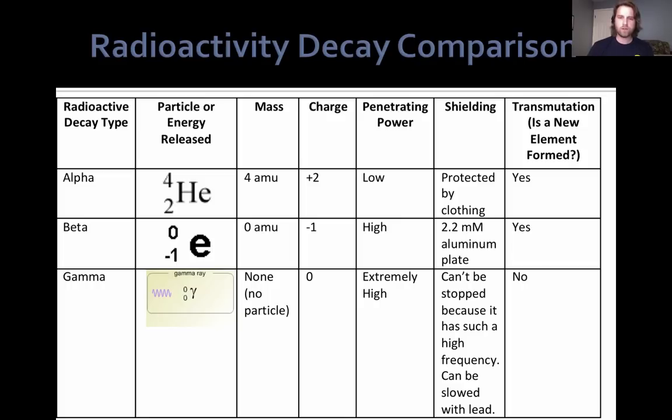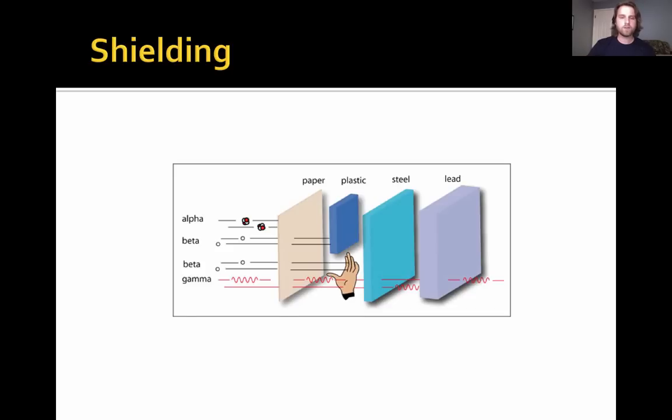So it's a really good idea to look at this just to make sure we understand everything and how it plays together. So here's shielding. You can see alpha, beta, and gamma, and what actually shields each one of these pretty well. If you notice, paper shields against alpha, plastic and skin and those kind of things shield against beta. Steel and lead pretty much can't even stop gamma radiation. It might lower its energy, but really nothing can stop gamma whatsoever.